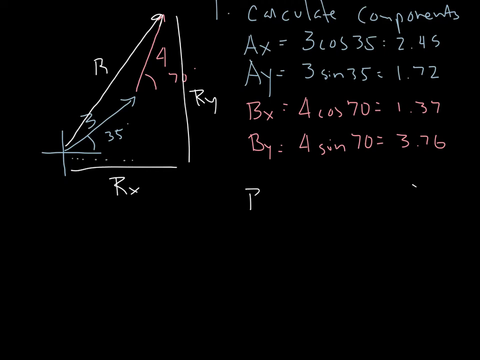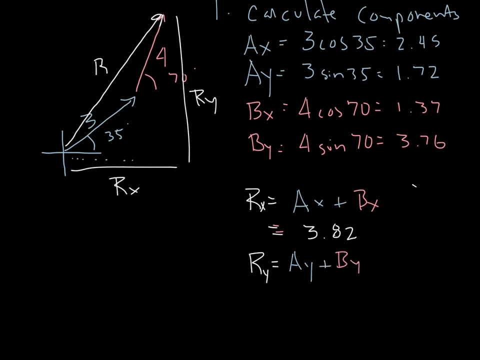So RX is going to be equal to AX plus BX. And that actually equals, if you take a look, 2.45 and 3.82. RY is going to be equal to AY plus BY, which gives us 5.48.